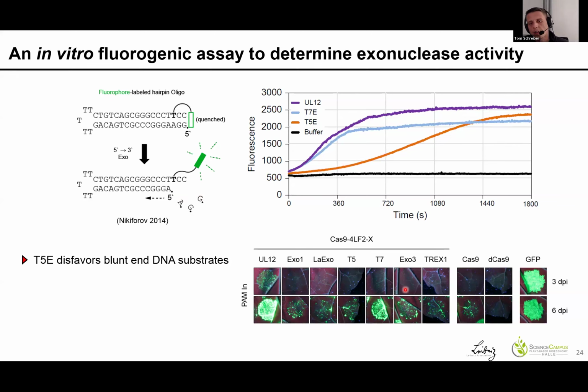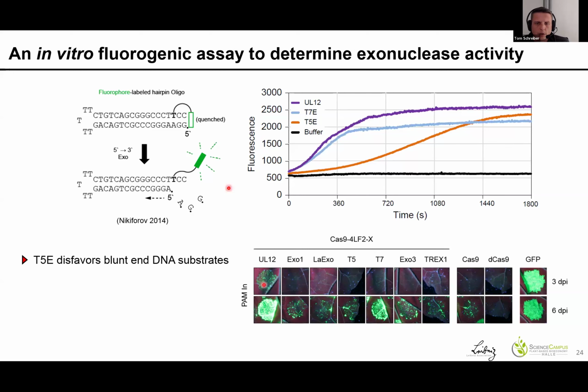And this is also correlated with the activity we measure, and it's also correlated with the literature because it is known that T5 exonuclease somehow disfavors blunt end DNA substrates. And this might be the difference why T7 exonuclease and UL12 are better than T5 or the others. But we can also see that in the in vitro assay, T7 exonuclease and UL12 have more or less the same activity. But here in the in vivo assay, I would say UL12 is always a bit better.